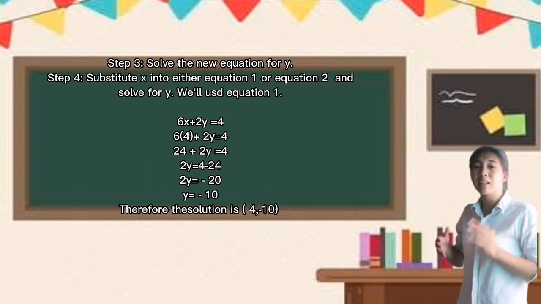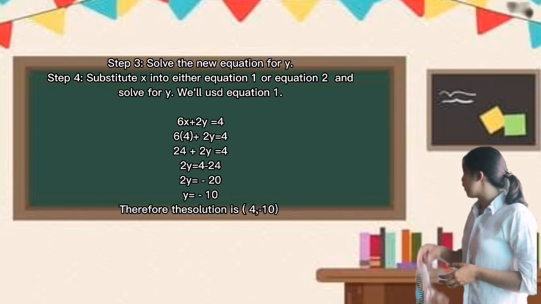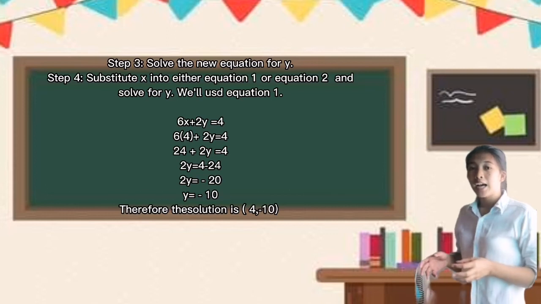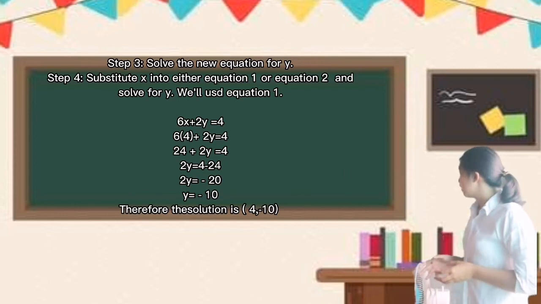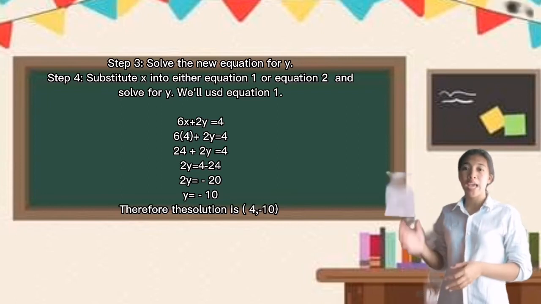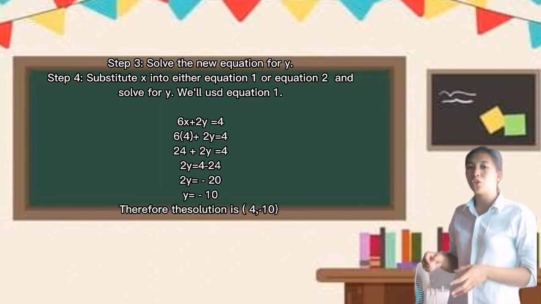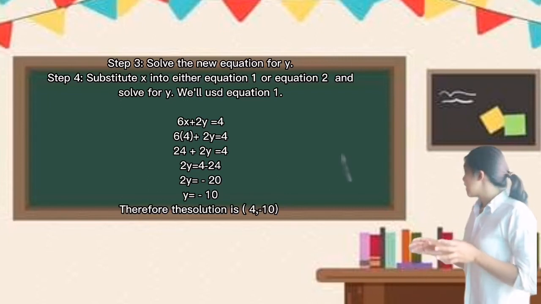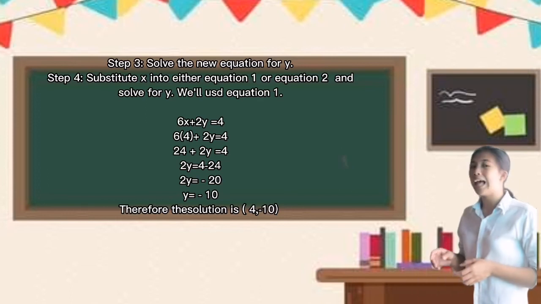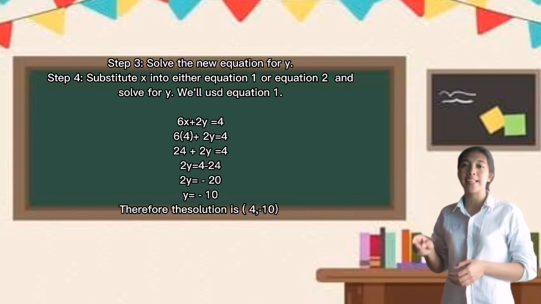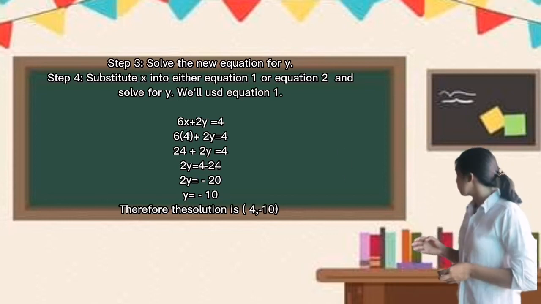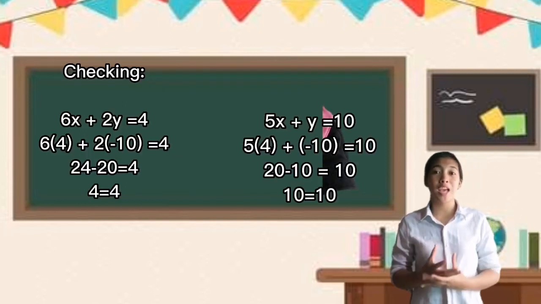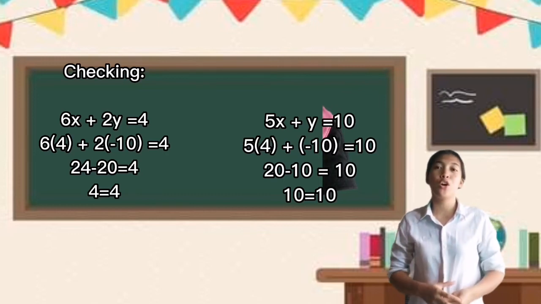So it is the same as the solution using the substitution method and the elimination method. So now, let's move on to check if each equation is true or false by substituting the x and the y, or the 4 and the negative 10. So now let's check in each equation if it is true or false.